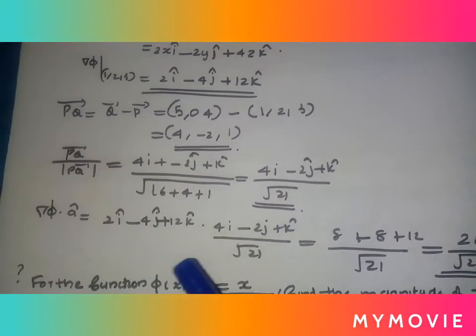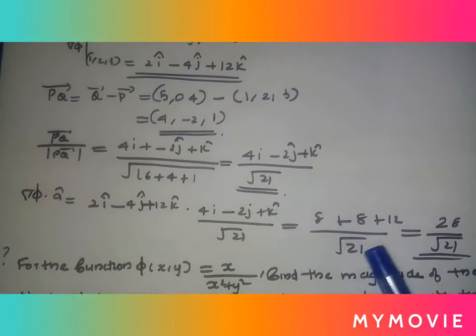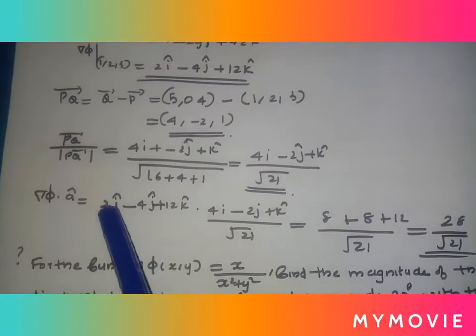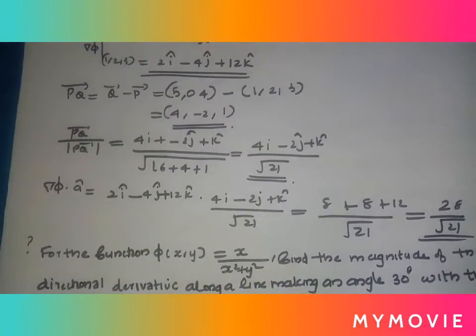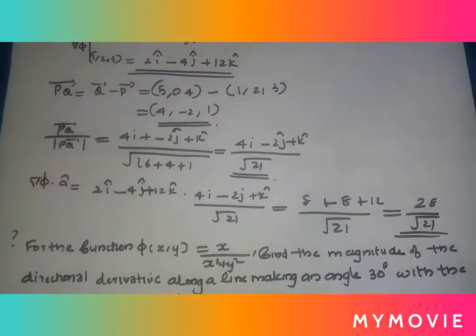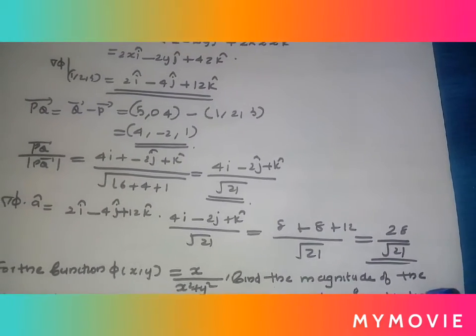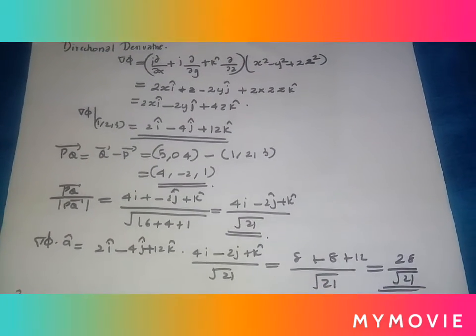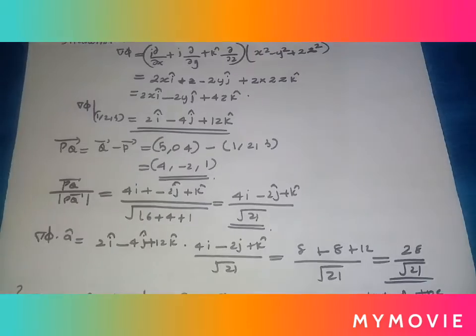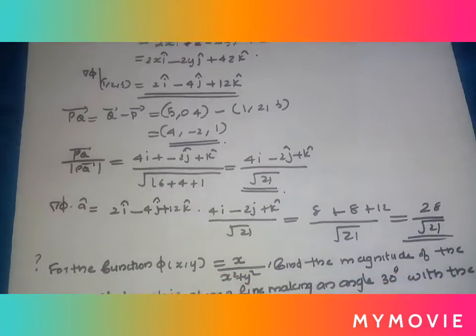We get that del phi dot a cap is 8 plus 12 divided by under root 21, because the dot product means just multiply the corresponding i, j, k terms and add them, and we get 28 divided by under root 21. This is the directional derivative along PQ. Directional derivative in the direction A means del phi dot a cap. This is the basic equation.